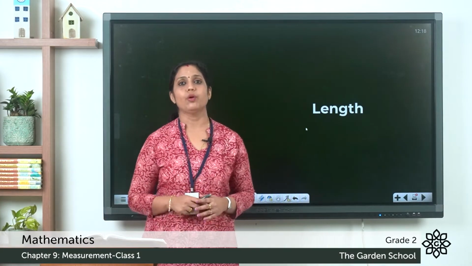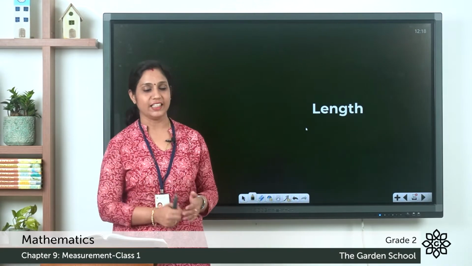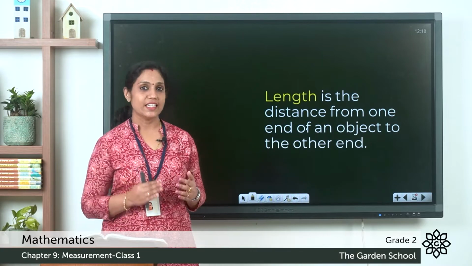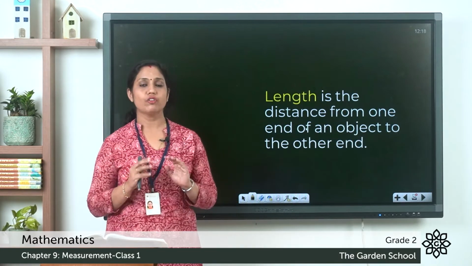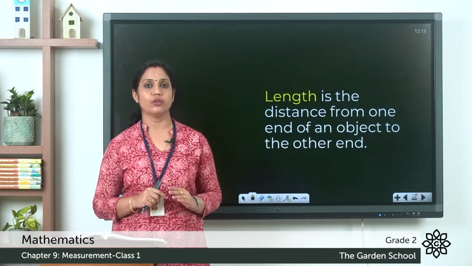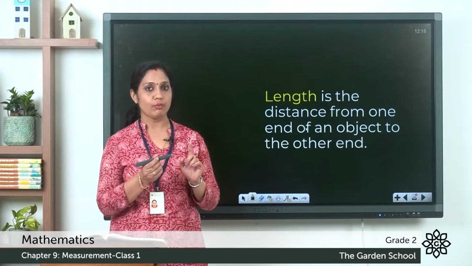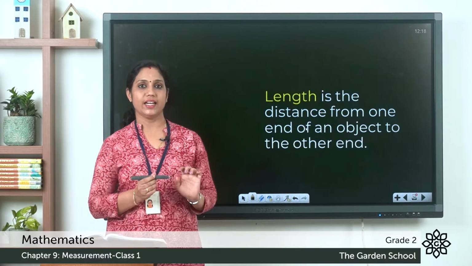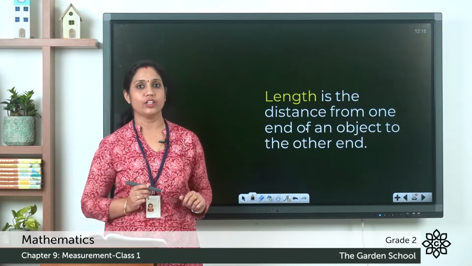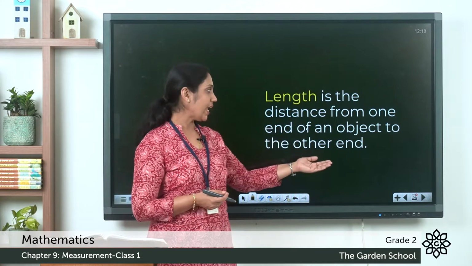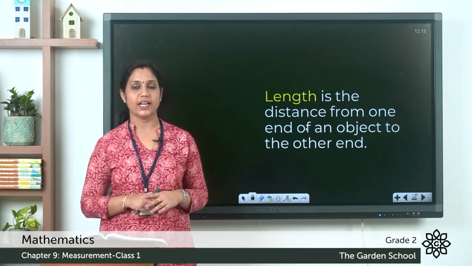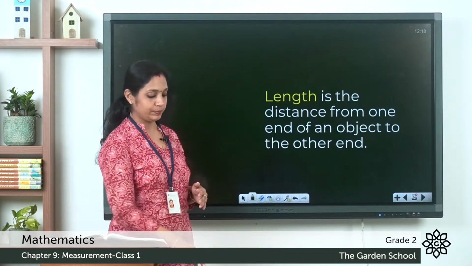Now let's learn about length. What is length? Length is the distance from one end of an object to the other end. So for finding out the distance, if you are given a pencil, from one end to the other end, when we measure, that is the length of that pencil. So length is the distance from one end of an object to the other end. This is what length is.